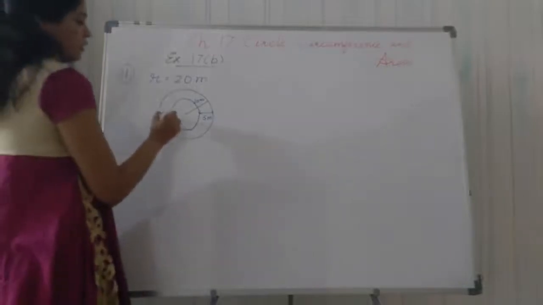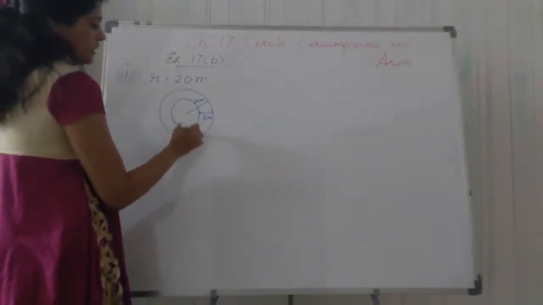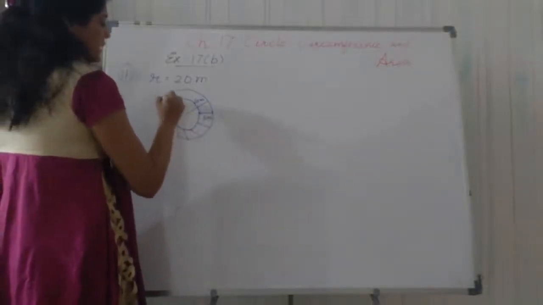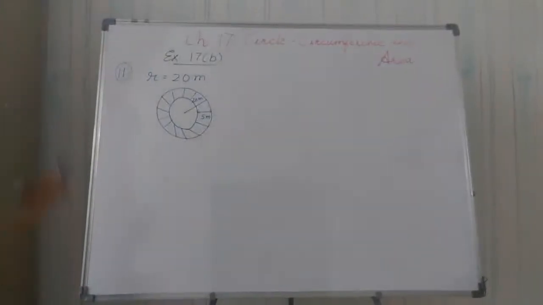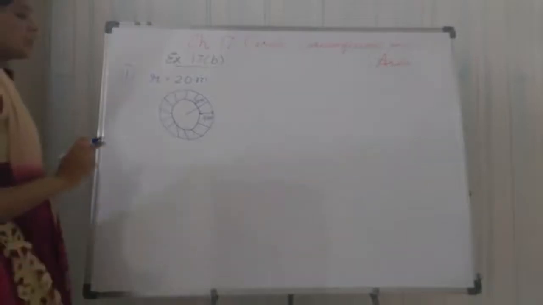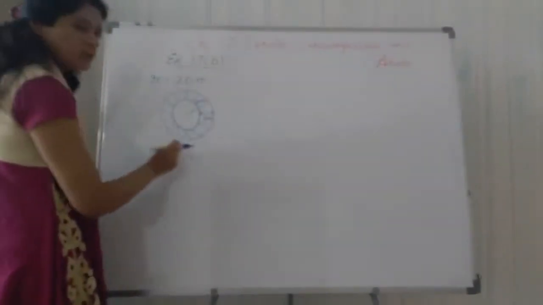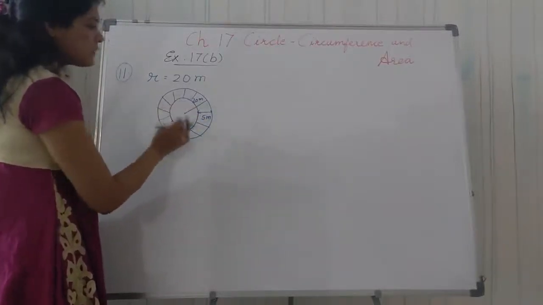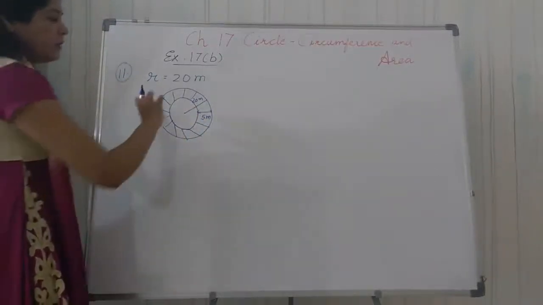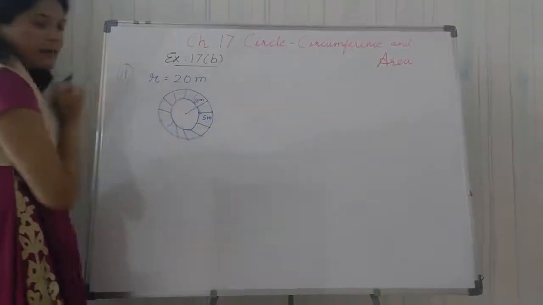What we want? We want this area which is shaded here. I am shading this part. We want to find area of this shaded part. Now for that, students, we have to take first outer circle area and then we subtract the inner circle area. Then we get this area of the path.